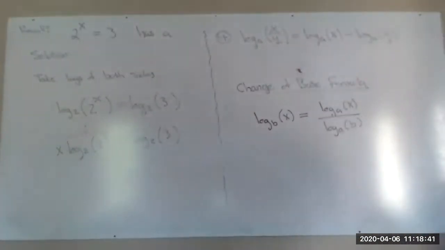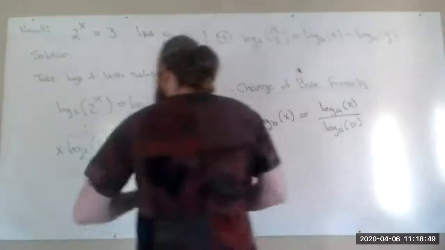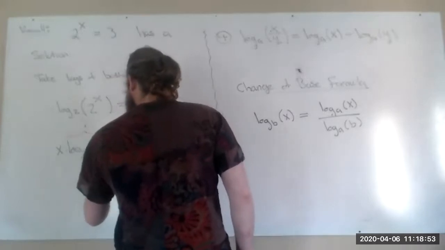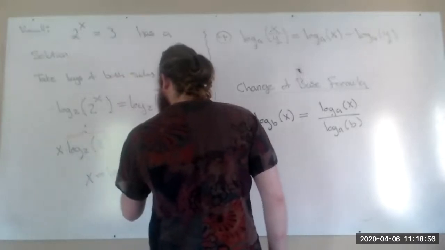Because the base 2 logarithm of 2 is the power to which I need to raise the number 2 in order to get 2 out. And 2 to the 1 is 2. So in other words, this just reads as it would have if we used property 1: x equals log base 2 of 3.